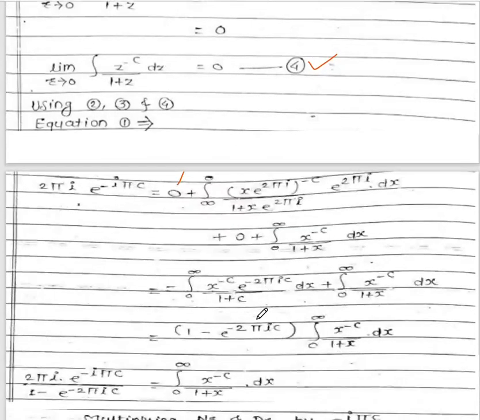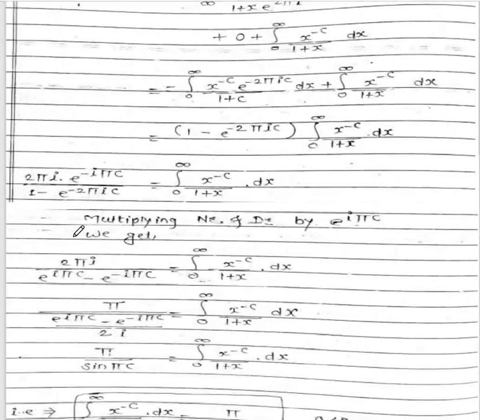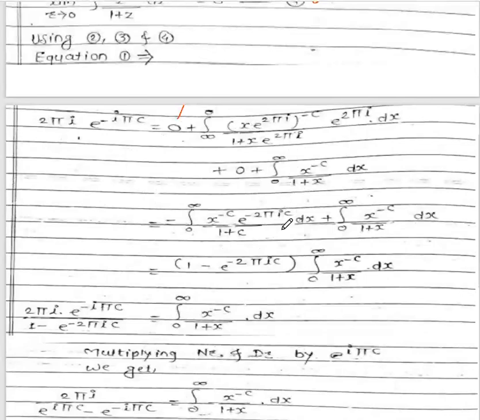Then equation number 1 becomes 2 pi i e raised to power minus i pi c equal to, so this will become 0, the integral from infinity to 0. So putting the values 2, 3, 4 in equation number 1 and solving, we will get these steps. So 2 pi i divided by 1 minus e raised to power minus 2 pi i c equals the integral from 0 to infinity of x to the power c upon 1 plus x dx. So after this is the calculation part. After solving and calculating, we will get this step.